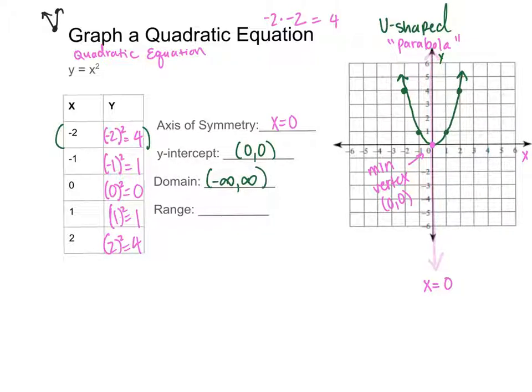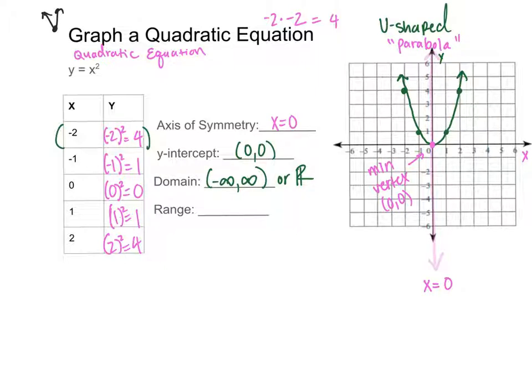So it's going from negative infinity to positive infinity, or you can write it as all real numbers. In fact, for all domains for a parabola or for a quadratic equation, there will always be all real numbers. So let me just put a little note here.